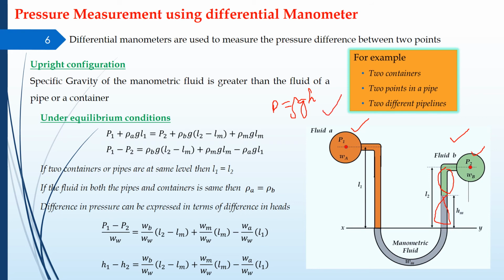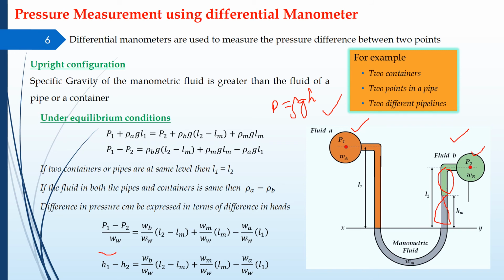So basically the difference in the pressure is certainly measured, as I told you, in terms of the difference in the head. Okay, so the difference in the head will be given by this equation. Again, it is a simplified equation, nothing new has been done to this equation. It is the simplified version of this particular equation. So again, we can put the values which will be given to us, and we can get the unknowns, rather the difference in pressure in that case. So this was basically regarding your upright configuration.